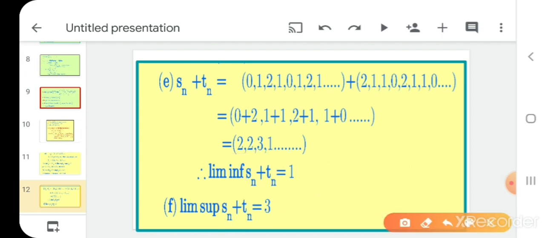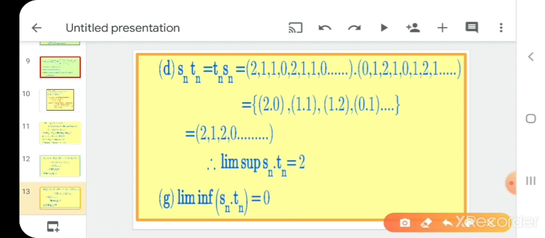Okay. For finding limit infimum of Sn plus Tn, first we find the value of Sn plus Tn. Sn plus Tn means we add the elements of the sequence Sn with the elements of Tn. How can we add? We add the first element of Sn with the first element of Tn, and we add the second element of Sn with the second element of Tn, like this. We get Sn plus Tn. After that we write infimum of Sn plus Tn and supremum of Sn plus Tn.